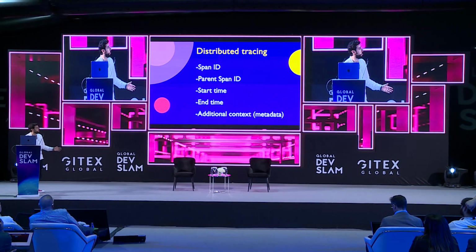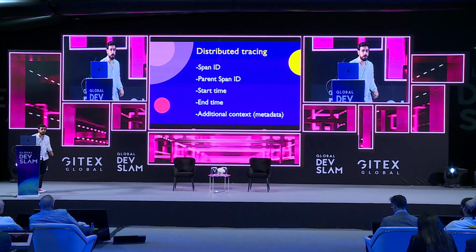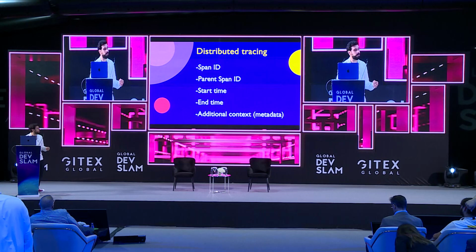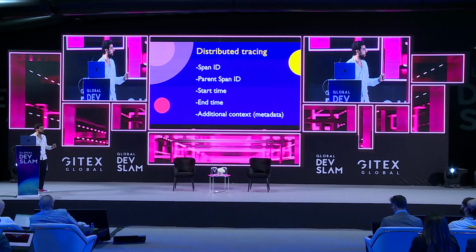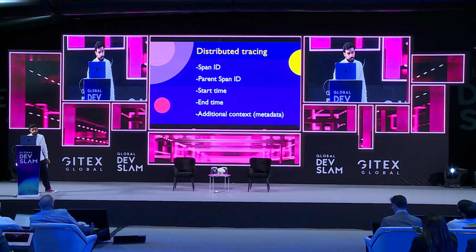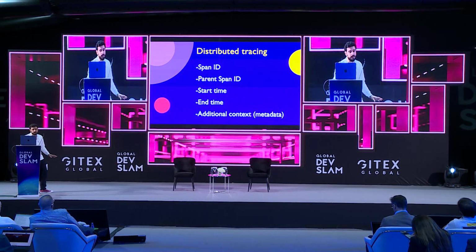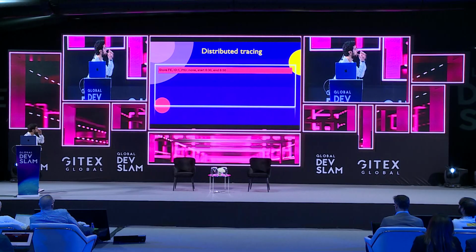Each span contains 4 pieces of information, plus this additional context that we as developers can always inject when we trace something in our software. So we have the span ID, the parent span ID, the start time and the end time. And with spans data, we can reconstruct the execution of the entire application. Let's do an example here.